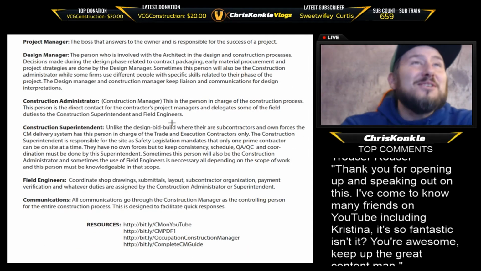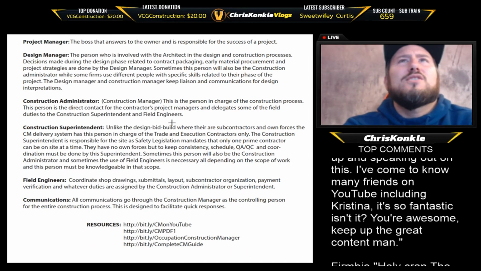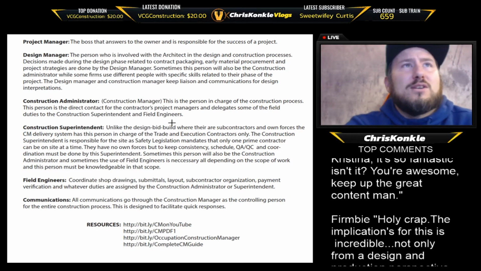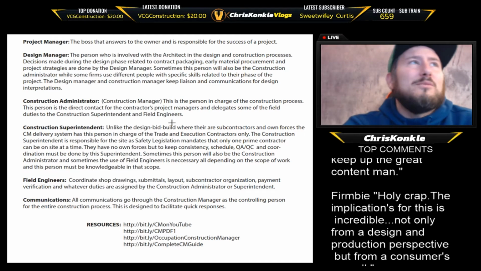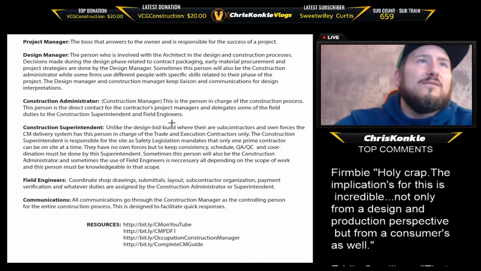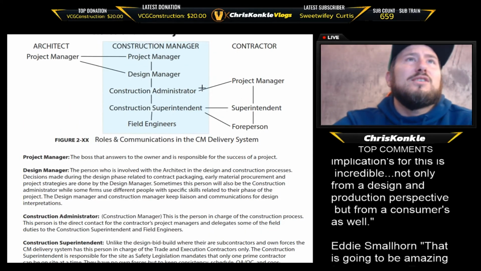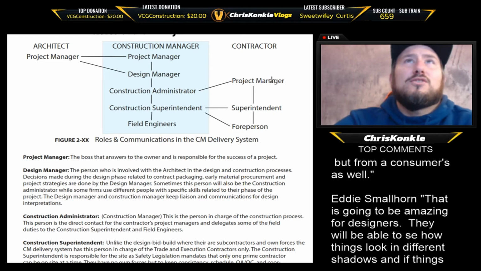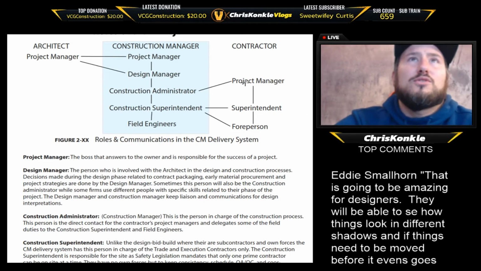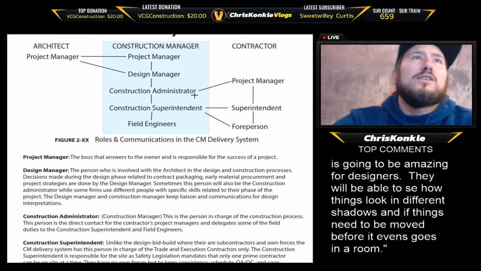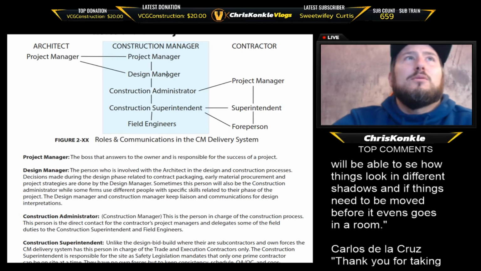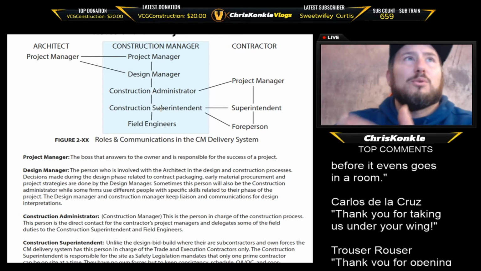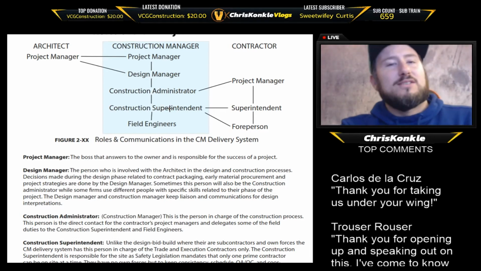So the construction administrator, this person is in charge of the construction process. This person is the direct contact for the contractor's project managers and delegates some of the field duties to the construction superintendent and field engineers, right? So the construction administrator is the liaison for the project managers. Okay, so the trade contractors, execution contractors will go, project managers will go to the construction administrator. So it makes sense that it would be the design manager during the design phase and the superintendent during the construction phase, so if you understand what I mean.